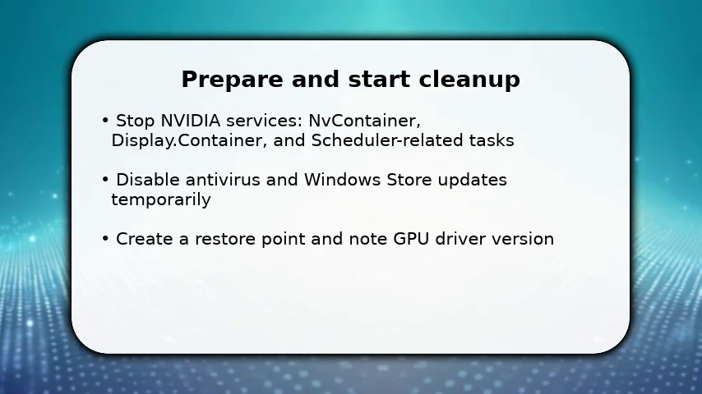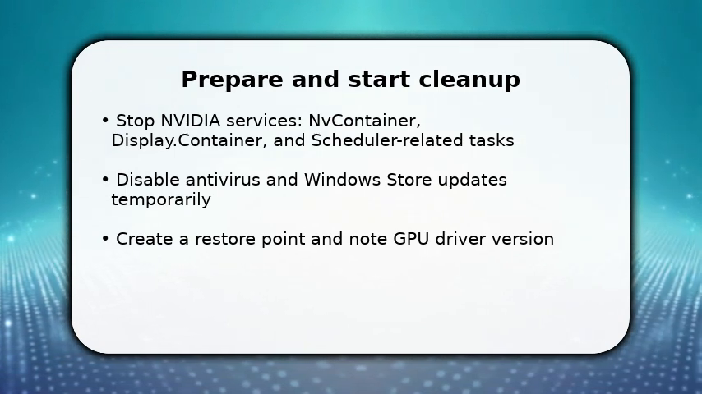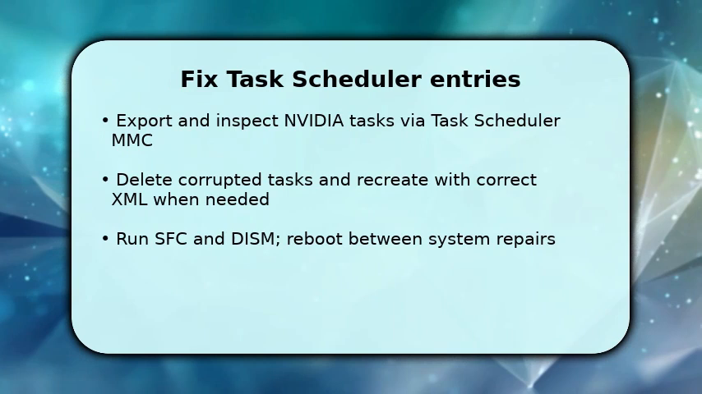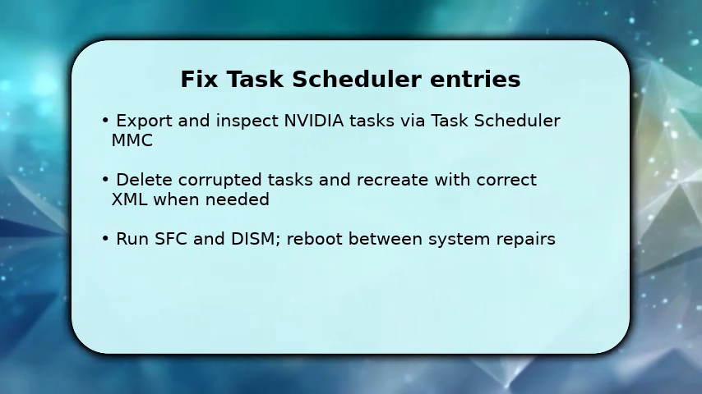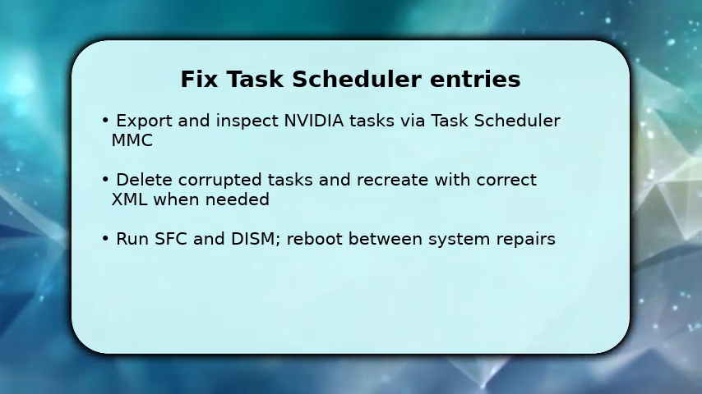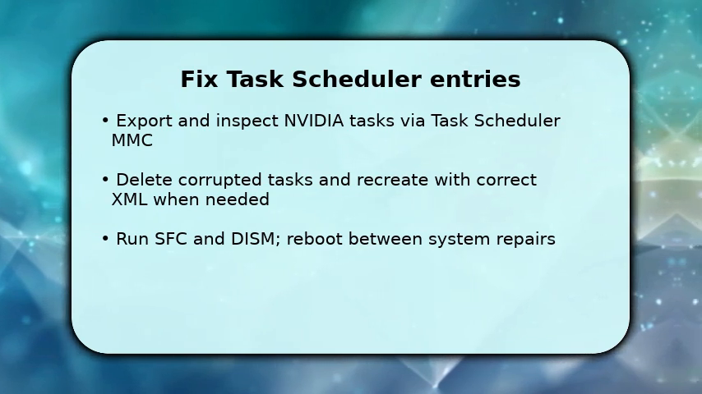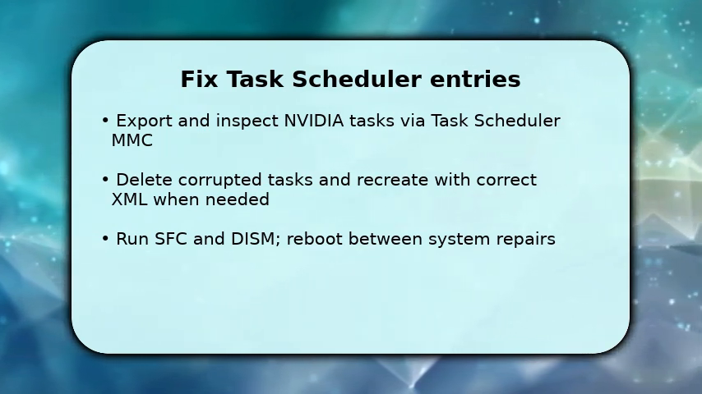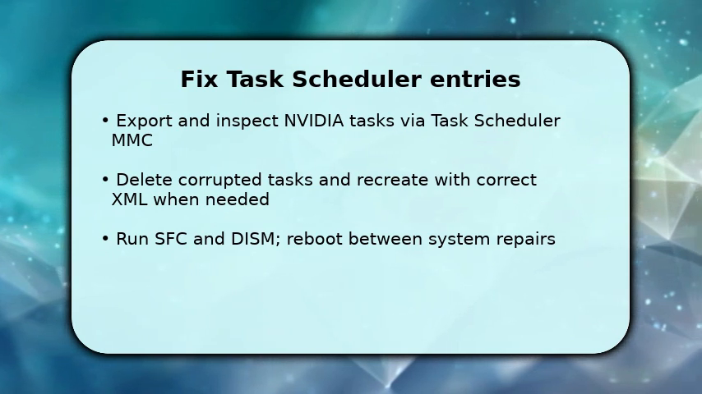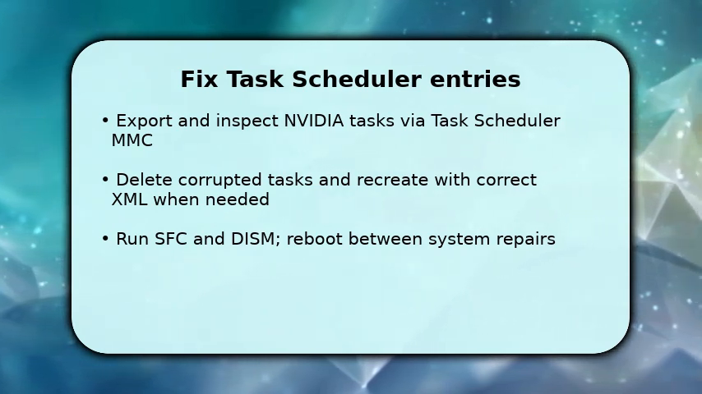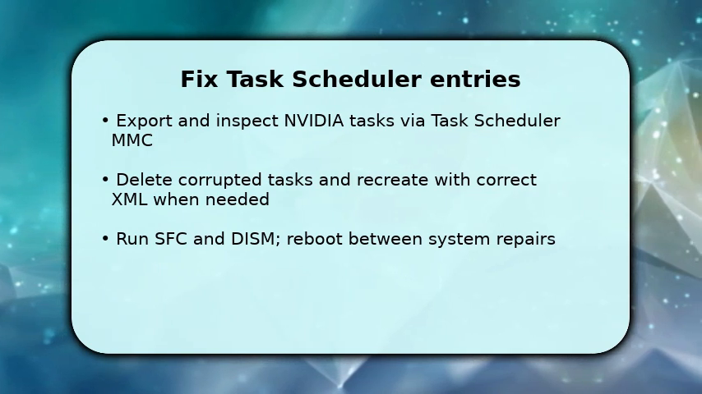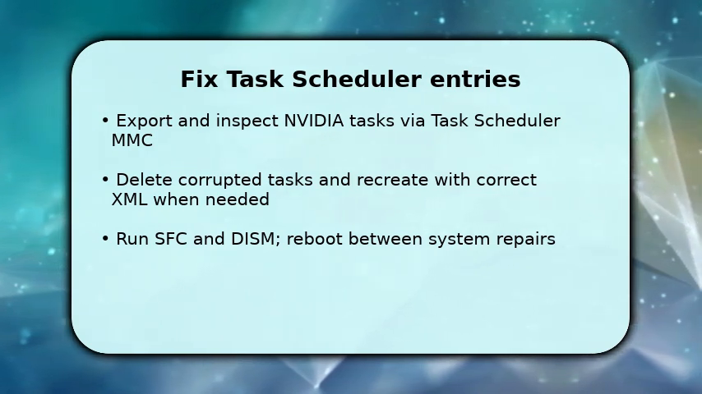You next address Task Scheduler. Launch Task Scheduler and navigate to Task Scheduler Library/NVIDIA Corporation. Export suspect tasks for backup, then delete tasks with errors or missing actions. If you have a clean XML from another machine or a fresh installer, recreate the tasks by importing XML so triggers and actions match expected paths.